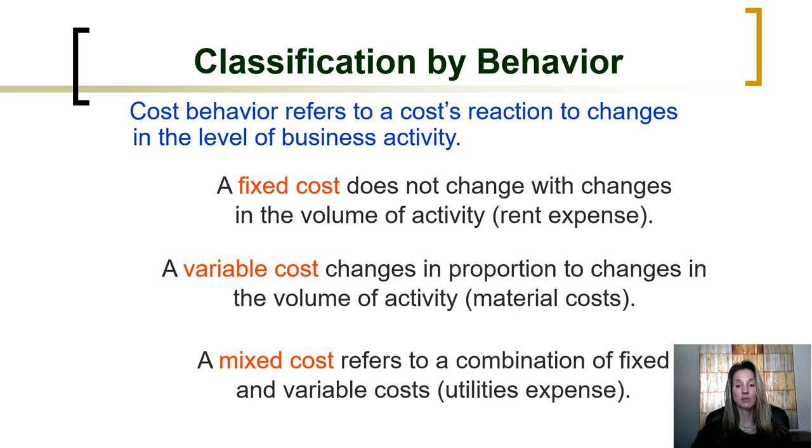A mixed cost refers to a cost with a combination of both fixed and variable elements. Utilities. Utility expense is a combination of a fixed amount for service of utilities, as well as utility usage cost.